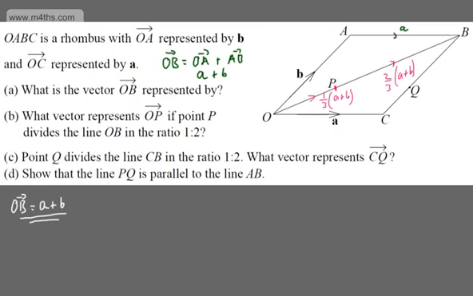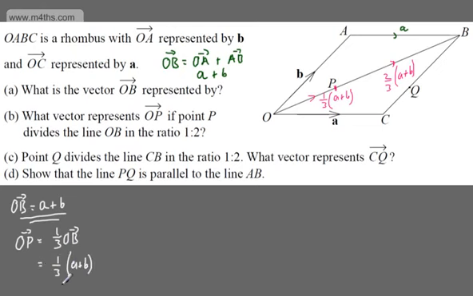So what I can do formally, if I want to write this down, I can say that OP will be equal to 1/3 the vector OB. Let's write that out first rather than put it in brackets. We can have 1/3 OB. So therefore we can say that this is 1/3 A plus B.